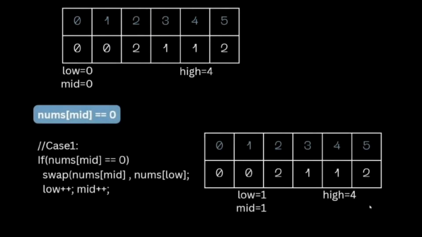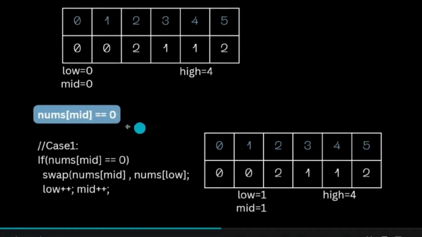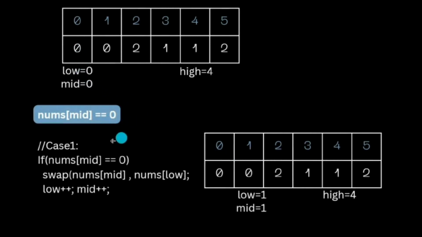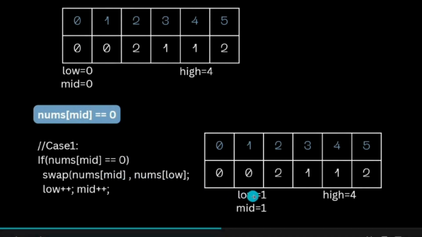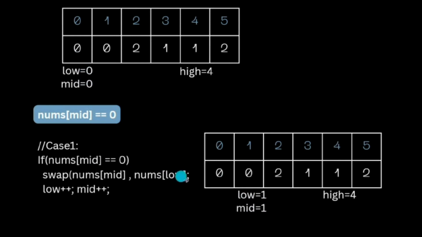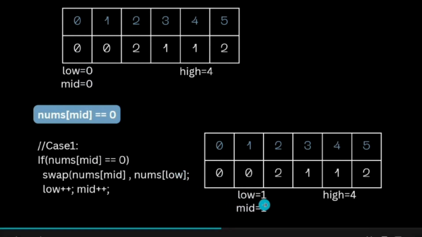So next, again we will check the mid value. It is 0. This will be case 1. Whenever we get 0, we will swap it with low and we will increment low and mid by 1. Since these are both at the 0th index, there won't be any change, and we will just increment them by 1.